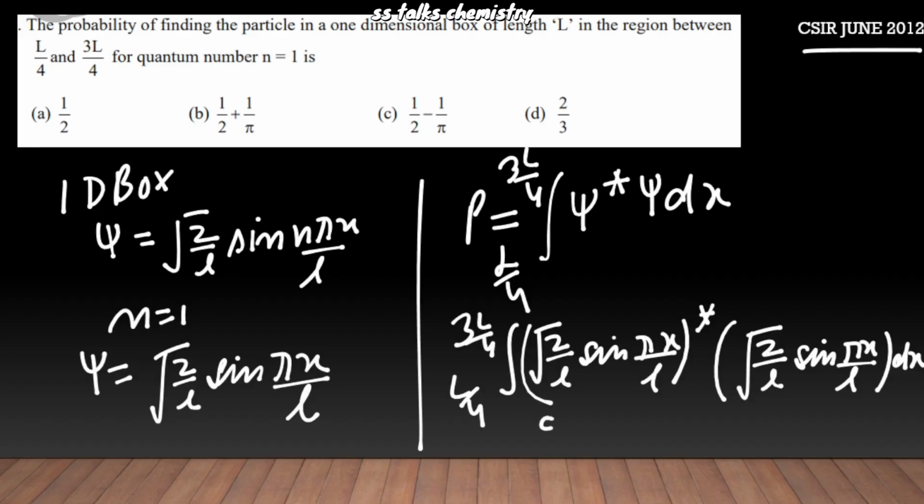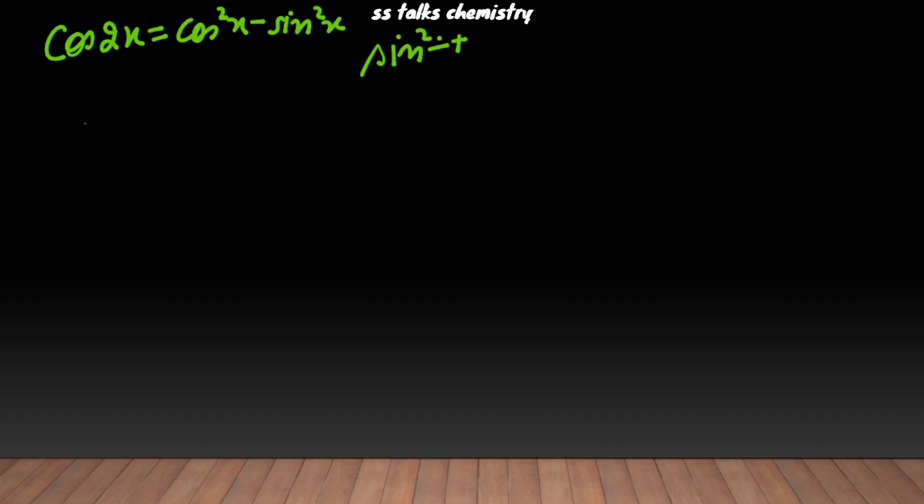So this 2 by L will come out, and this integration will be from L by 4 to 3L by 4 for sine square pi x upon L into dx. So this integration value we have to find now. So let's do it. We know that cos 2x is equal to cos square x minus sine square x, or we know this also, that sine square x plus cos square x is equal to unity. So this substitution in terms of sine and cos we can make.